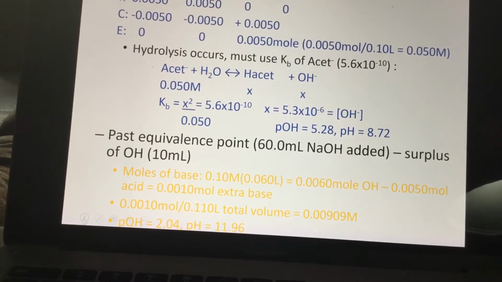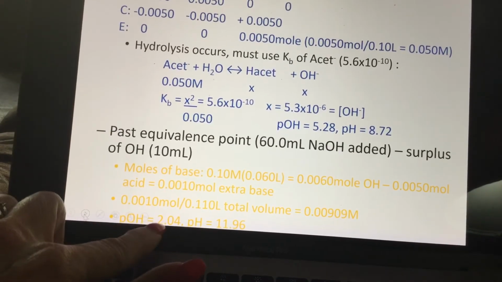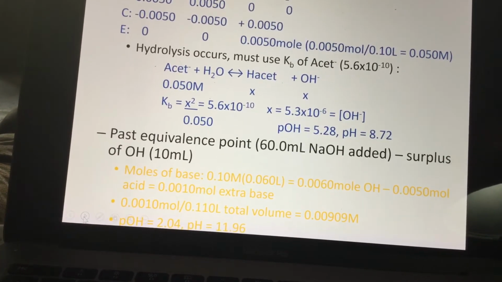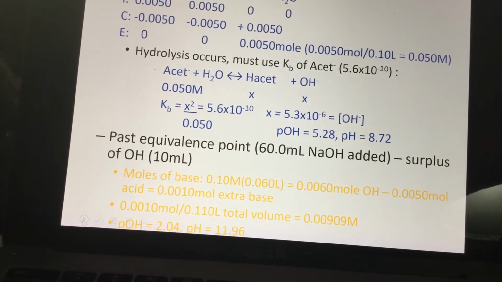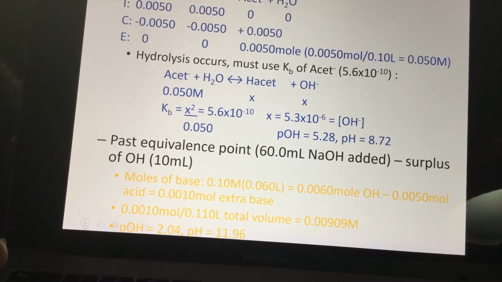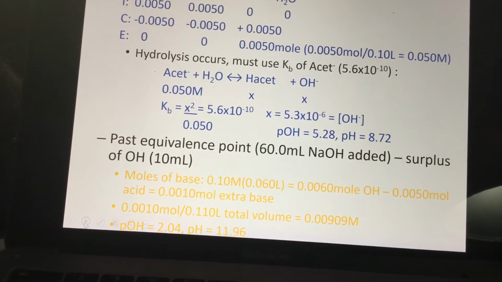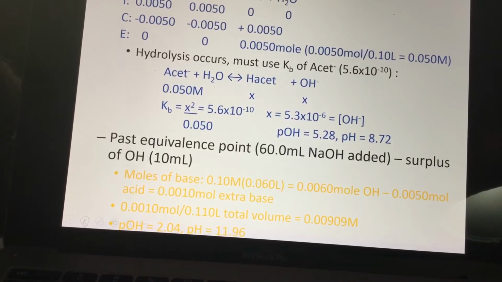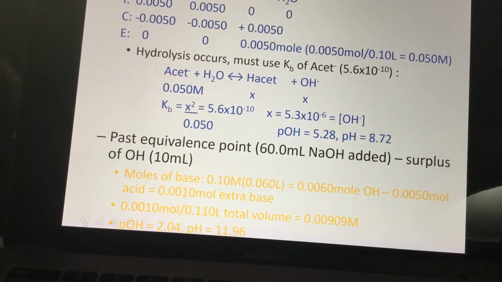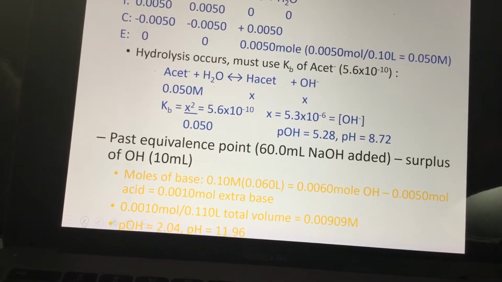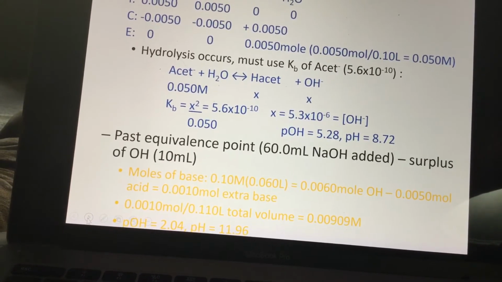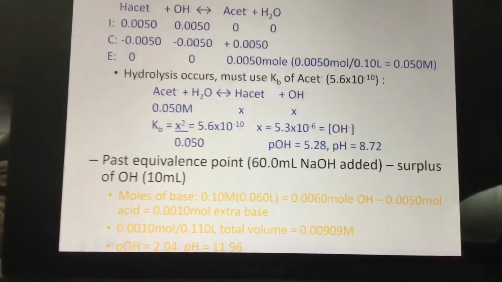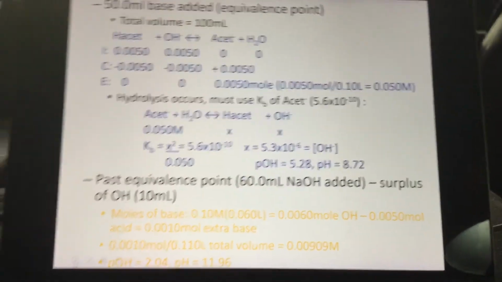Now that's hydroxide ion, so when we take the log of that, that's going to give us a pOH of 2.04, and then converting that to pH is 11.96. So any volume past our equivalence point is just extra base floating around that has no acid to react with. So we just take that amount, divide it by the total volume to get the concentration of just the base alone, and determine the pOH and then the pH from it. So a little extra work with the strong acid, strong base.